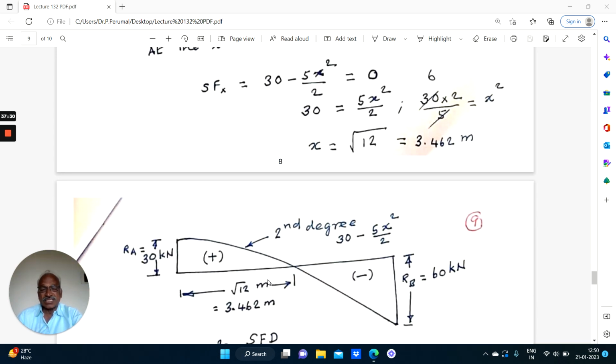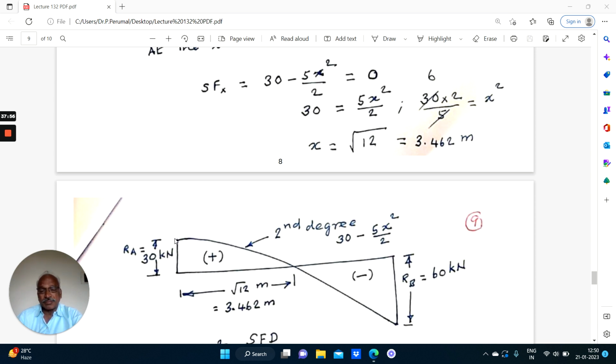This is the shear force diagram. As we have discussed earlier, it is second degree. The equation is 30 minus 5x square by 2. The positive shear force at the left support is 30. The shear force at the right support is minus 60. So what we have to do, for drawing the shear force diagram, is start from this line. We know the shear force at the left support is 30.